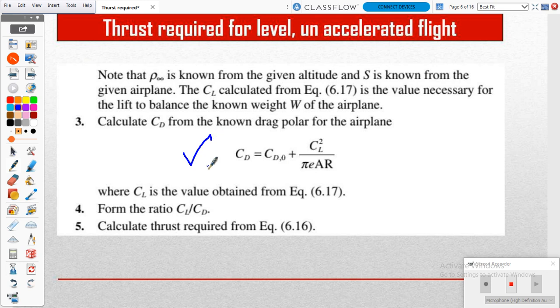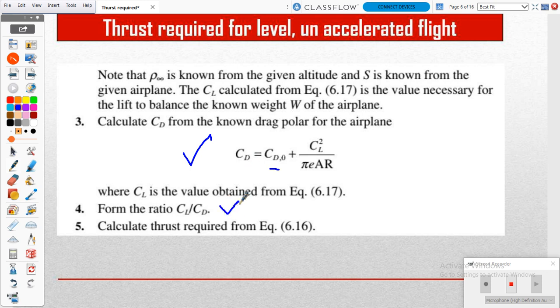The third step is to calculate CD, the coefficient of drag. CD equals CD,0, that is the zero lift drag, without introducing angle of attack, plus CL squared divided by pi e AR. The pi value you already know, that is 3.14. E is the Oswald factor, which will be given in the problem statement. AR, the aspect ratio, we need to calculate. The formula is b squared by S. Once you know all the values, you can substitute in this formula and get the value of CD.